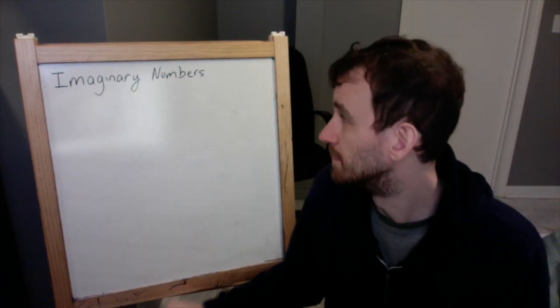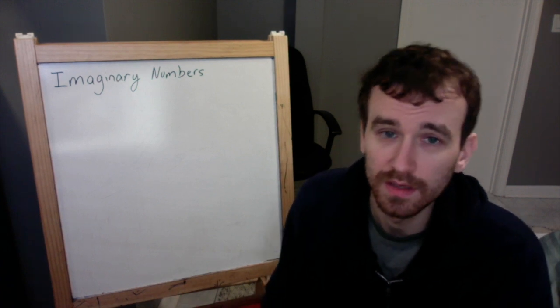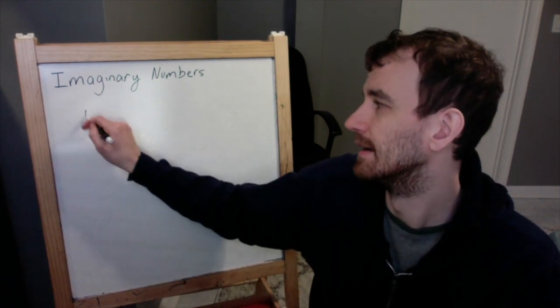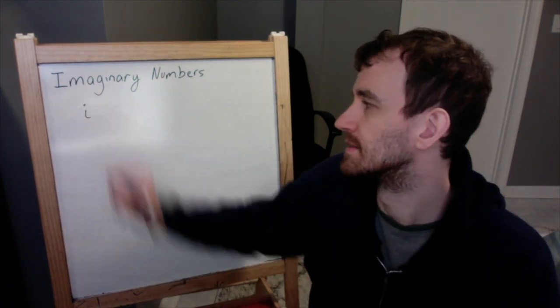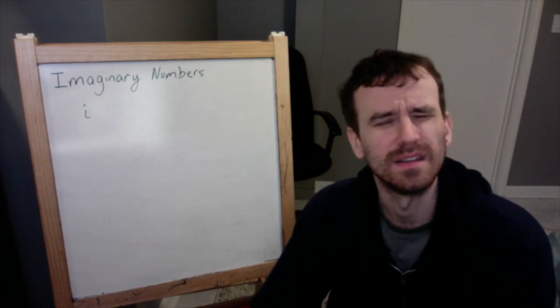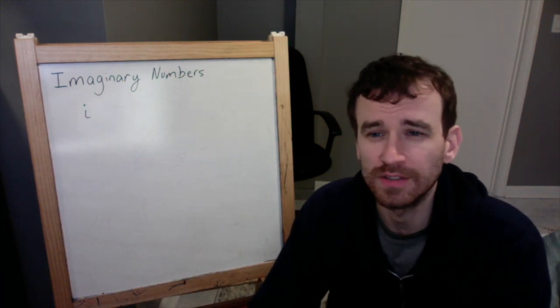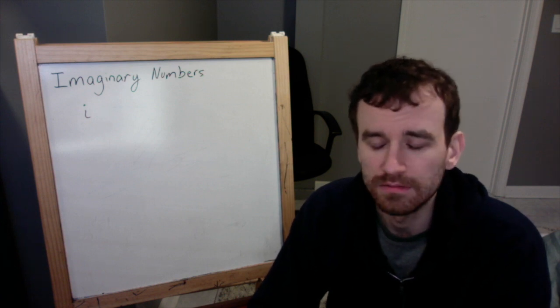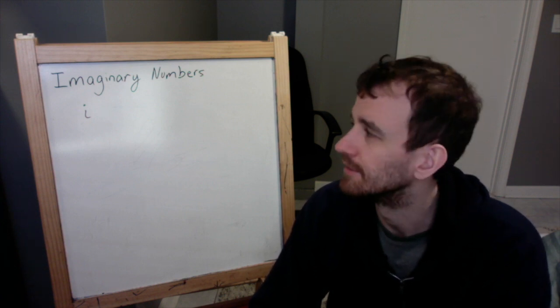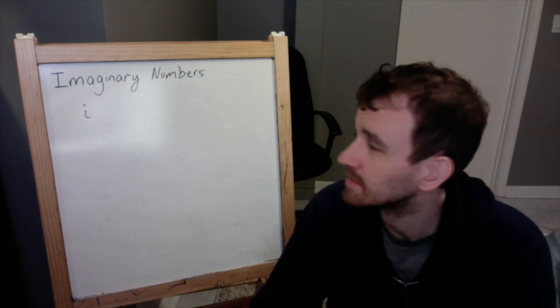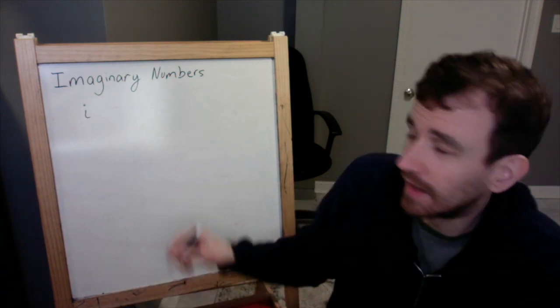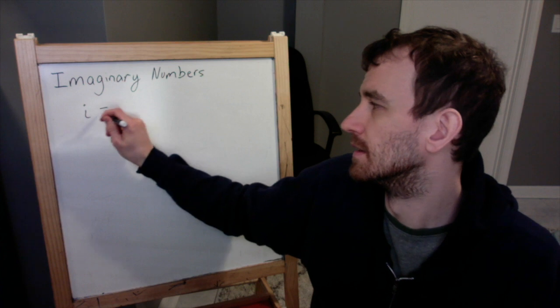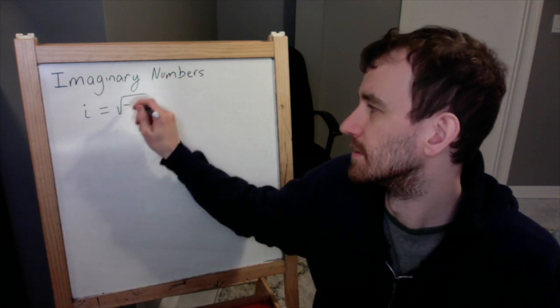The basic imaginary number is i. It's a lowercase i. In some fields, like electrical engineering, they use j instead of i for reasons that make sense when you're in that field, just so you know. But mostly it's written as i. And i is defined to be the square root of -1.